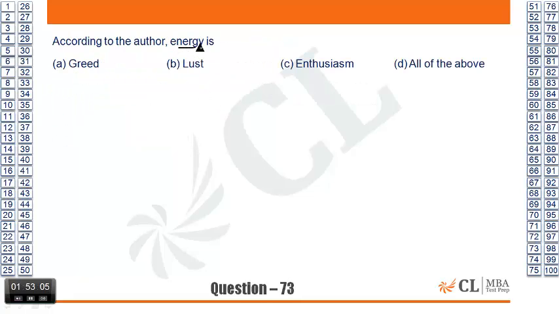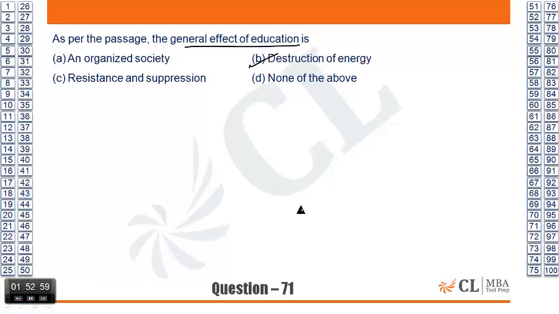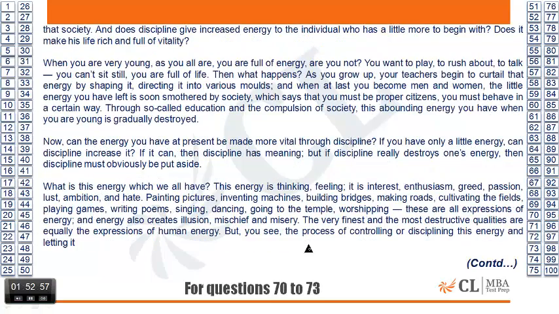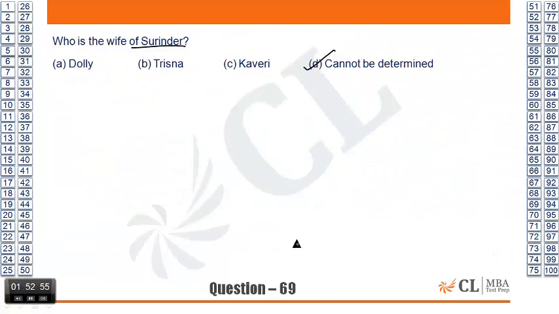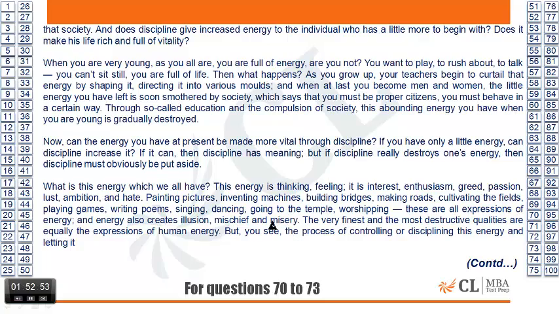Question 73. According to the author, energy is greed, lust. I think he gave a huge list. I still can remember everything there. No? Where is that? Where is the thing? Oh, it's gone up. Shit.